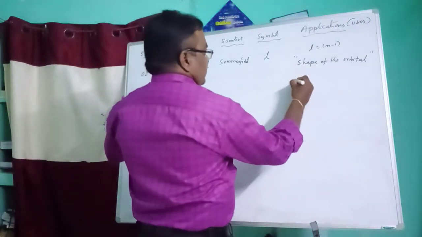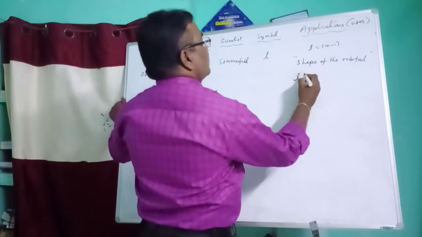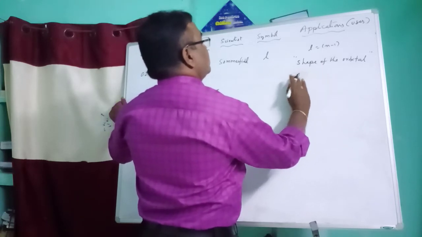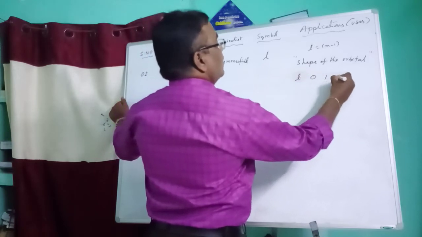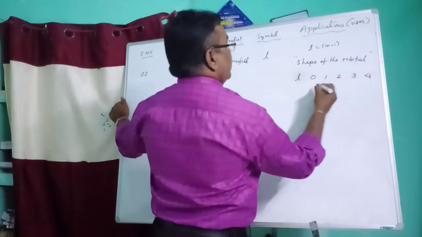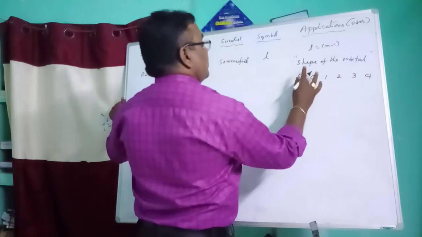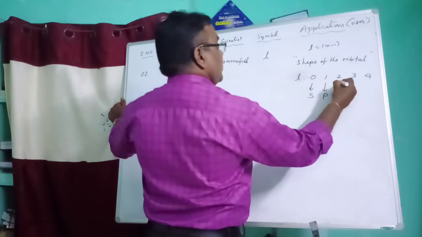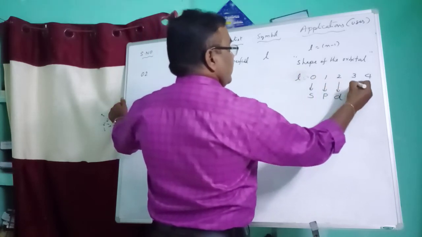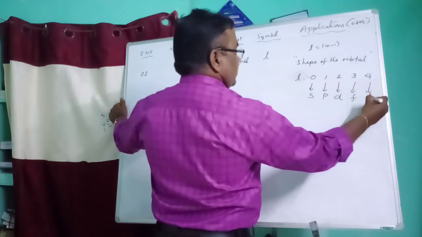For example, l values: 0, 1, 2, 3, 4. If l value is 0, that is s orbital. If l value is 1, that is p orbital. If l value is 2, d orbital. If l value is 3, f orbital. If l value is 4, h orbital.